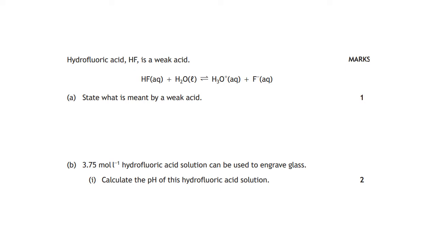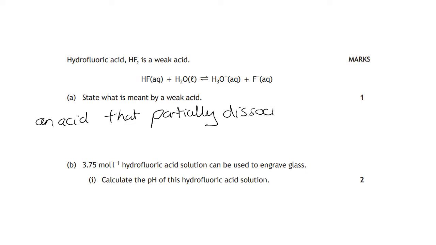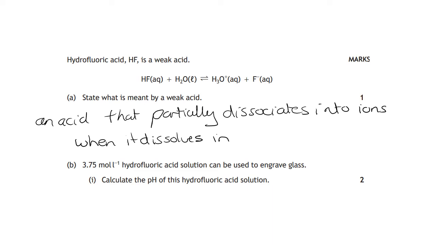Next question, what is meant by a weak acid? Well, a weak acid is an acid that partially dissociates into ions when it dissolves in water. Remember that it's happening when it dissolves in water. If you just wrote the first part, that it partially dissociates into ions, you would not get the mark. It partially dissociates into ions when it dissolves in water.